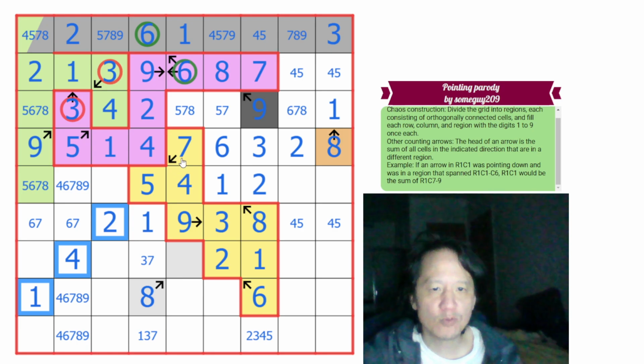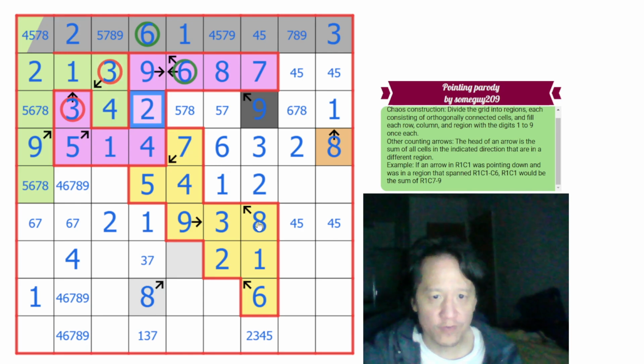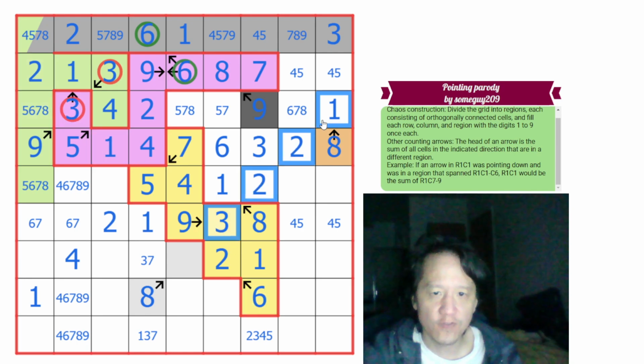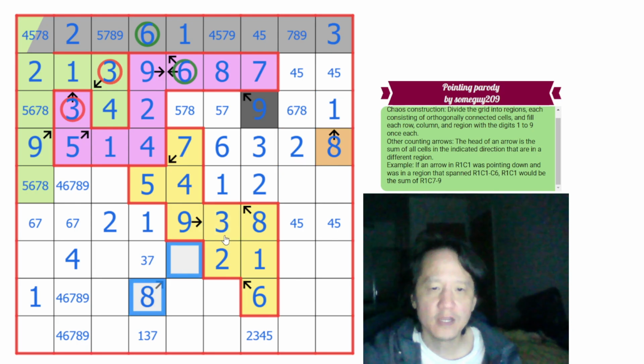These three are a separate region from this, and it adds up to 7. These four are a separate region from this, and it adds up to 8. These three are a separate region from this, and it adds up to 6. And these four are a separate region from this, and it adds up to 8.